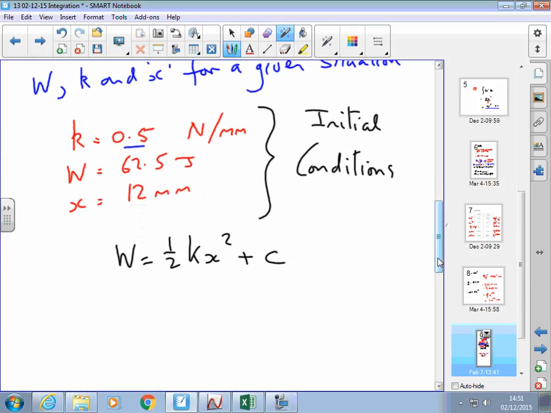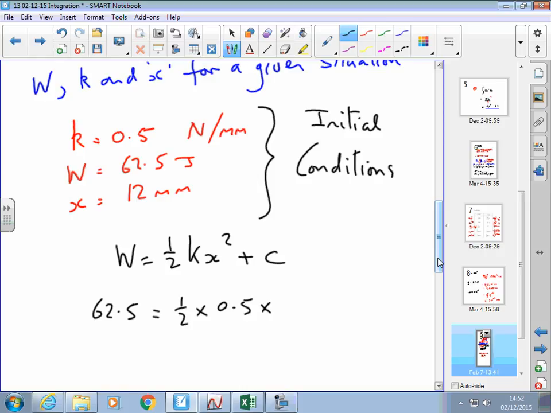Now if you look at it, that means I can put K and X and W into this. I know those three, so that means the only unknown now is C. I can calculate what that is. So that's just exactly what I do. I put in my values for W, K and X. So underneath I write W, which is 62.5, equals a half times K, which is 0.5, times X, which is 12, squared, plus C. And then I work out what C is.